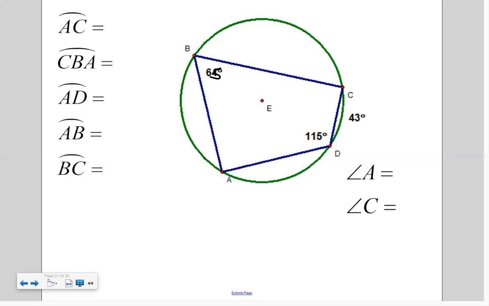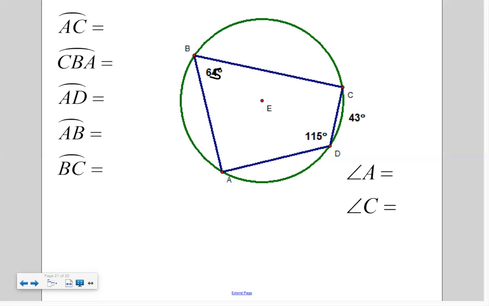They should be supplementary, because I know that this arc and this arc added together equal 360, and half, these two added together should be half of that 360, that should be 180. So if this is 65 and that's 115, that does make them supplementary. Now we can go through and find some of these different pieces, but we gotta look at them one part at a time. They're asking for a lot of information here.